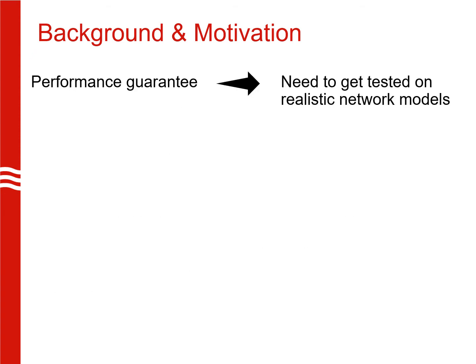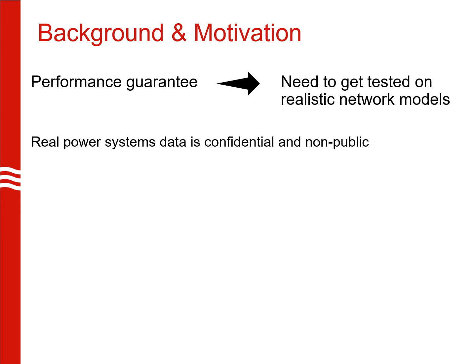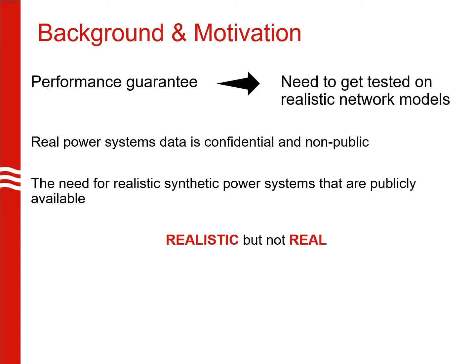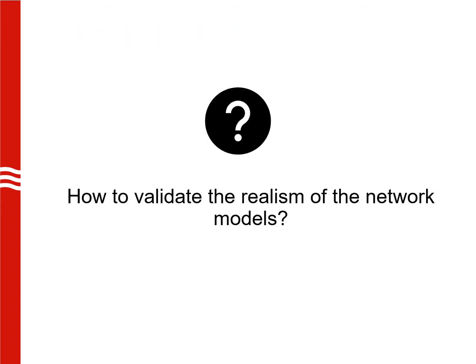Whenever a new method is proposed, in order to make sure of its performance and accuracy, it needs to be tested on a real network model. However, real power system data is confidential and non-public, meaning not all the scientists have access to such data. And this raised the need for realistic synthetic power system models which are publicly available, and that was our motivation in the Grid Data Project to generate those cases. We believe these cases are realistic, but how do we show that?